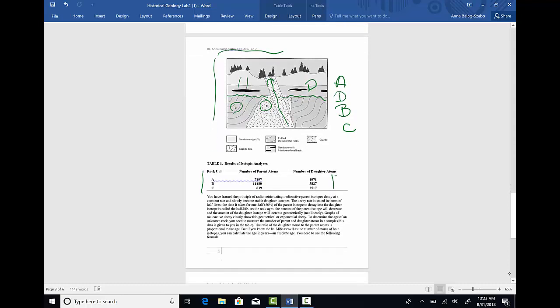So we have the number of parents, and it's 7,497 parent atoms, and that is the number of daughter, and that's 1,071. Remember, I told you that the number of parent and daughter atoms together always make the 100% of the original radioactive isotopes. So all we have to do is just add them up.